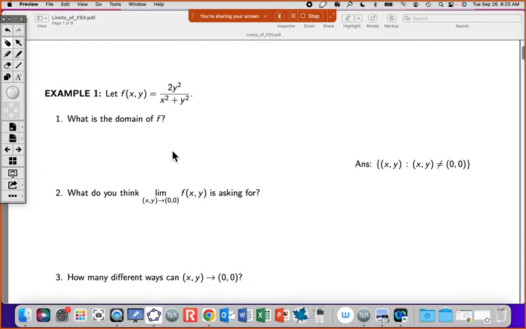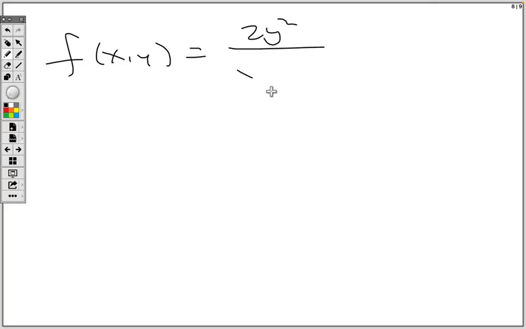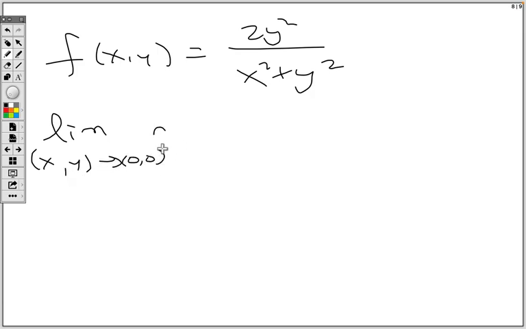So we're going to look at our function here. f of x, y is 2y squared over x squared plus y squared. We want to look at the limit as x, y approaches 0, 0.